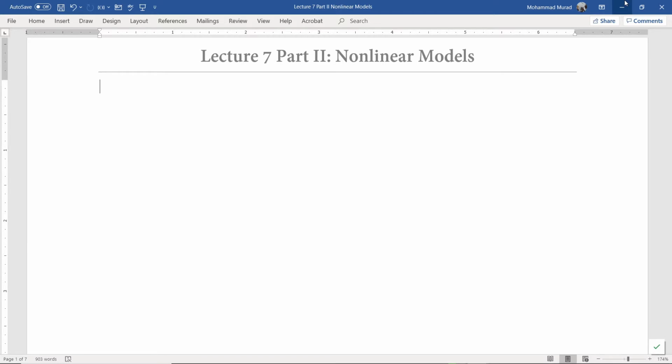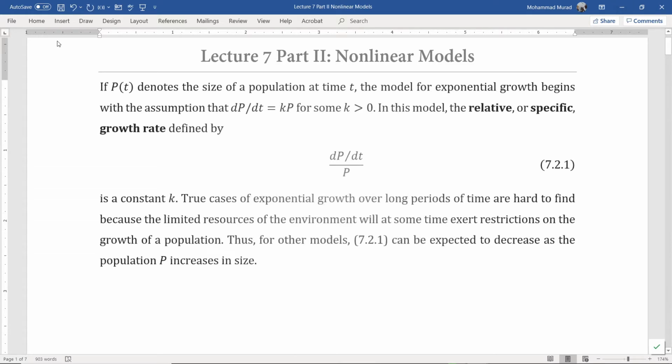Hello, welcome. In this section, we will talk about a nonlinear model. If P of t denotes the size of a population at time t, the model for exponential growth begins with the assumption that dP/dt equals k times P. The rate of growth of population at any moment equals some constant k times the population at that time, where k is some positive constant.